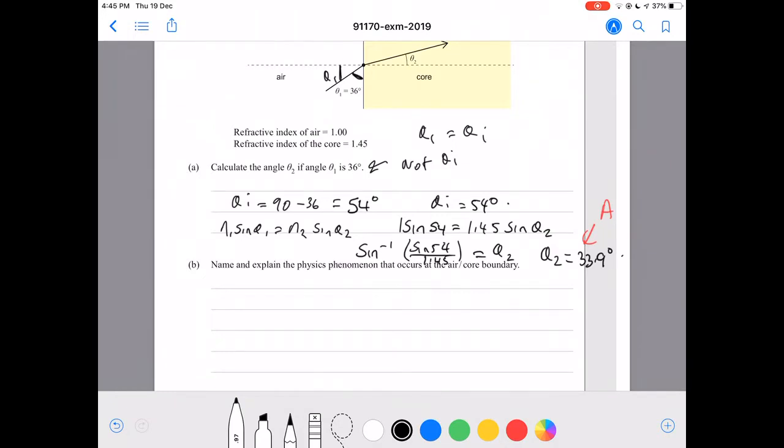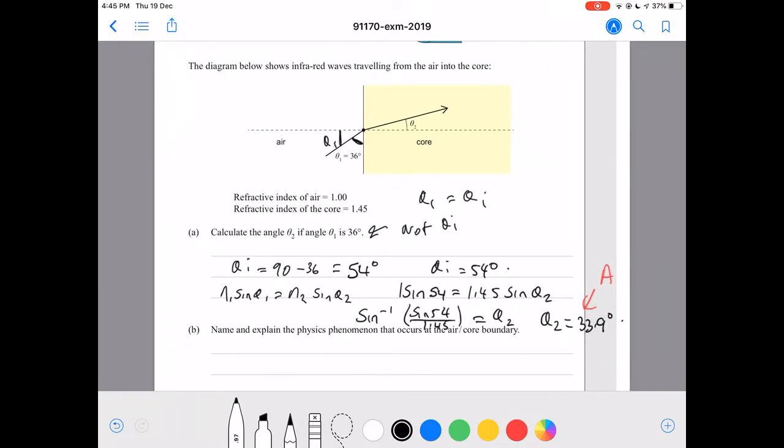Right, B. Name and explain the physics phenomenon that occurs at the air-core boundary. So the physics phenomenon that occurs would be refraction, and this occurs because the ray is moving from a less optically dense medium, which is air, into a more optically dense medium, which is the core. Because it's moving into a more optically dense medium, the ray is going to slow down, and because it slows down, it's going to bend towards the normal. So basically, that would be your physics phenomenon.